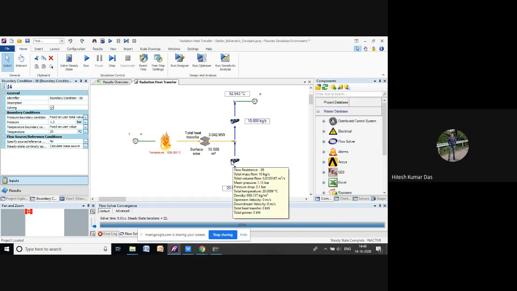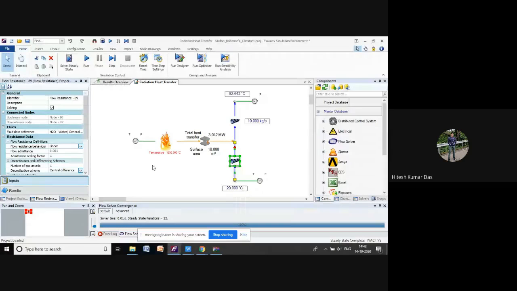And this is the flow resistance. We use the flow resistance to model the pressure drop through a heat exchanger, valve, pipe, ducts or experimental equipment. It is also used for gas, liquid or two-phase flow. It is like a pipe, also for measuring pressure drop. It can also be used to model components with limited geometrical information to reduce the solving time in complex networks.